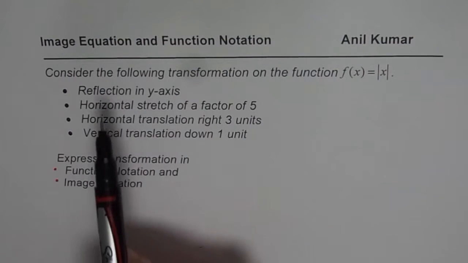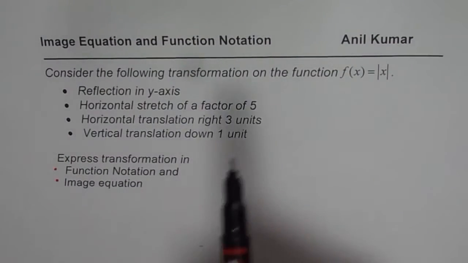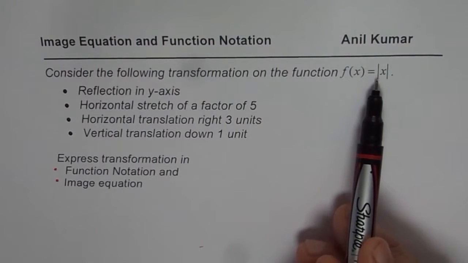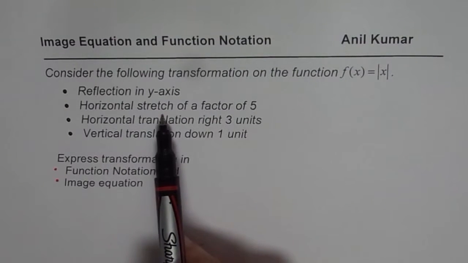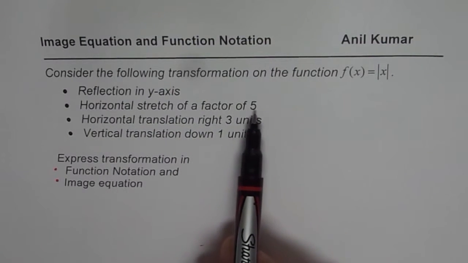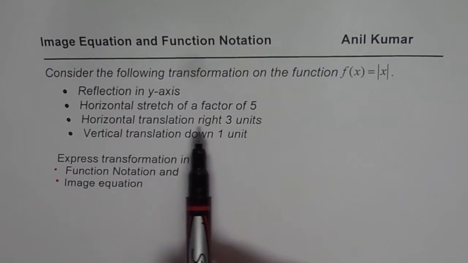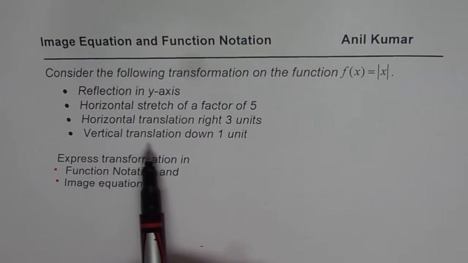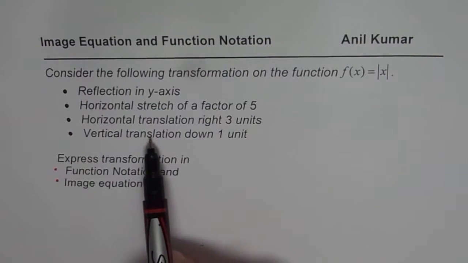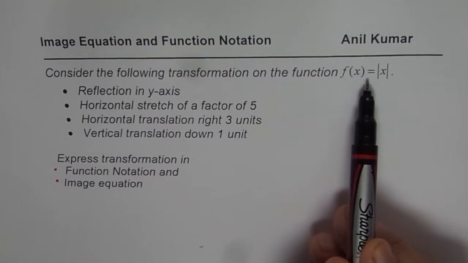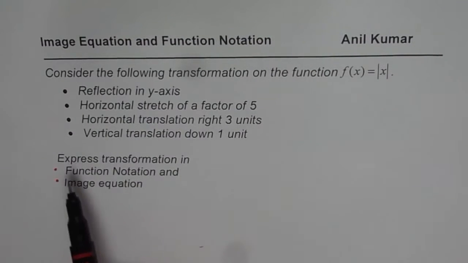So the question here is, consider the following transformation of the function f of x equals the absolute value of x: reflection in the y-axis, horizontal stretch by a factor of 5, horizontal translation right 3 units, and vertical translation down 1 unit. So these are the transformations applied on the function f of x equals the absolute value of x. You need to express the transformation in function notation and in image equation, right? So that is what the question is.